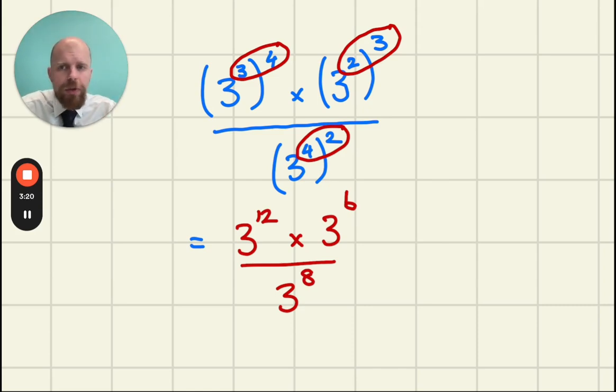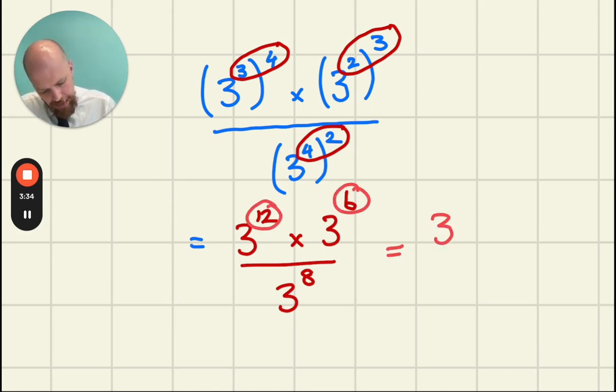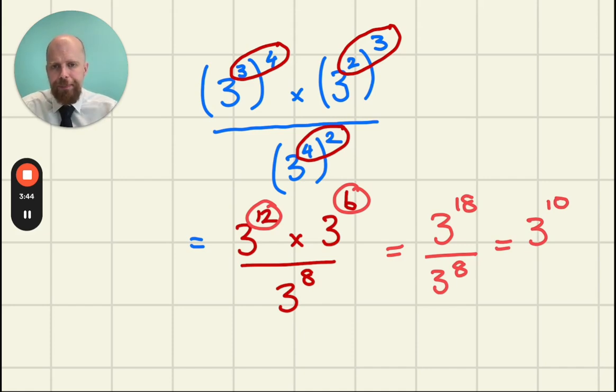Now at this point, you've got to make sure that the bases are the same. Remember in the first video, I was saying that if the bases aren't the same, you can't then carry on with the manipulation. In this case, they are the same. So I can add the powers together in the numerator, 12 plus 6 is 18. And then when we're dividing, we subtract the powers. 18 take away 8 is 10. So my answer is 3 to the power 10.